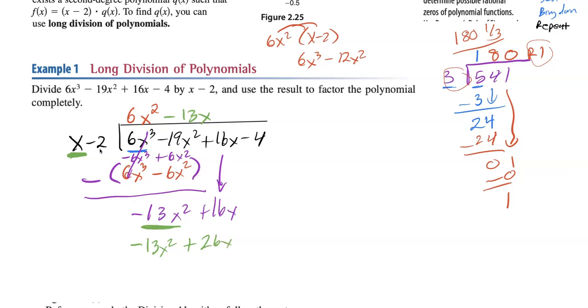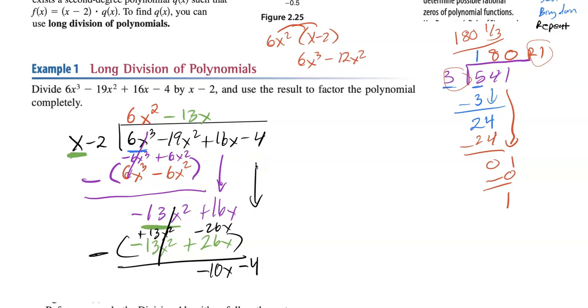And then we're going to subtract, right? That's the next step. Subtract. Already gone past it. I'll put the little negative sign. I like to personally distribute. You don't have to, but I distribute, so it's a little easier for me. These cancel, and I get negative 10x. Bring down the next term. Negative 4, and then we repeat the process.